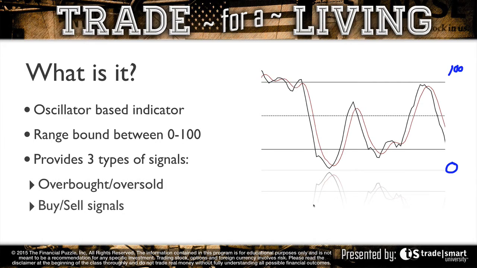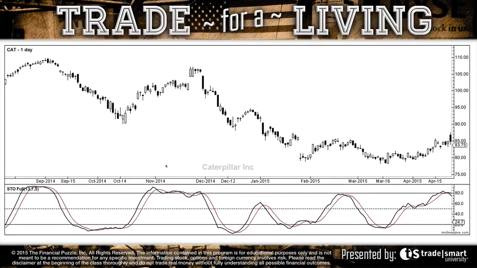The first signal we're going to get is what we call an overbought, oversold signal. The second signal that we're going to get is what we call a buy-sell signal. And then finally, the third one is what we call a divergence signal. So let's take a look at each of these and show you how they all appear.